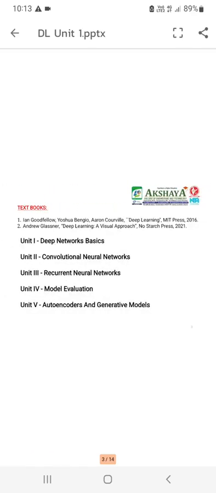The textbook for this particular subject is by Ian Goodfellow. The title is Deep Learning. The second is by Andrew. The title is Deep Learning, A Visual Approach.